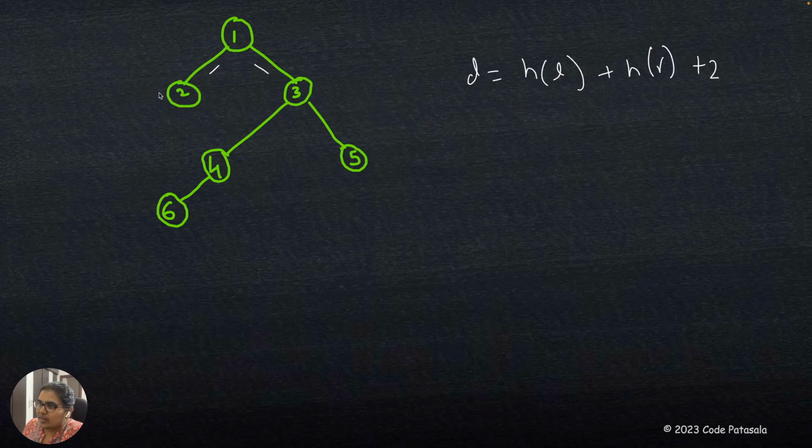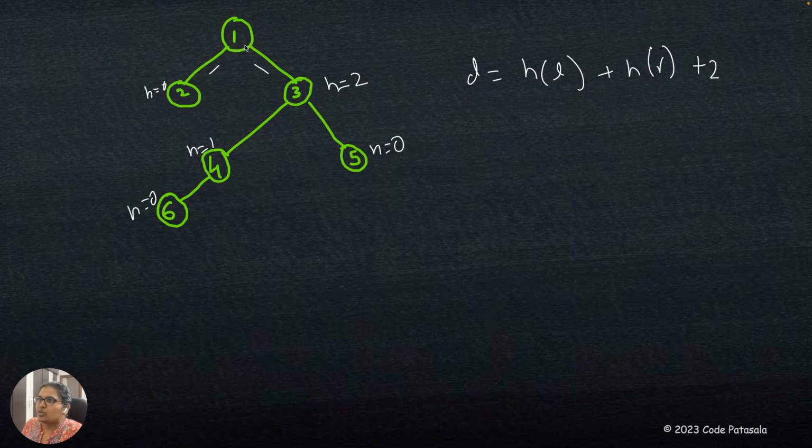The height of the left tree here is 0. The height of the right tree, we have to find recursively. So we go to left, we reach 6. Height here is 0. Height of 4 is 1, which is the maximum of this and this. Height of node 3 is the maximum of this or this, plus 1. So we first have to find the height of 5. Height of 5 is again 0. So height of 3 would be 2.